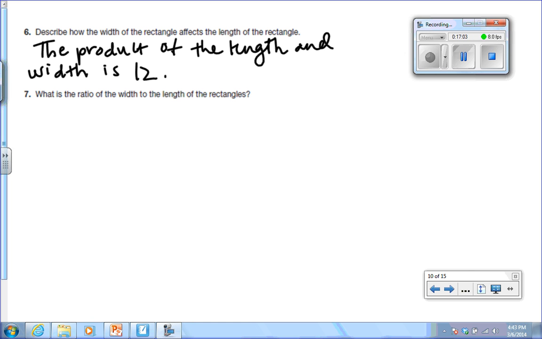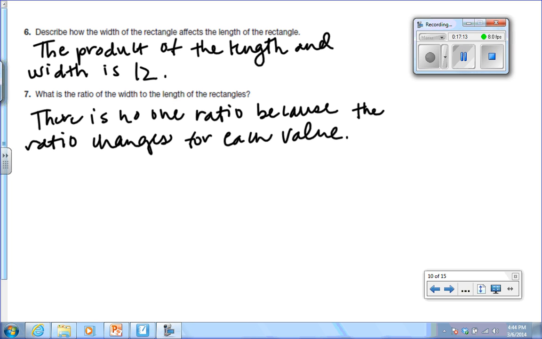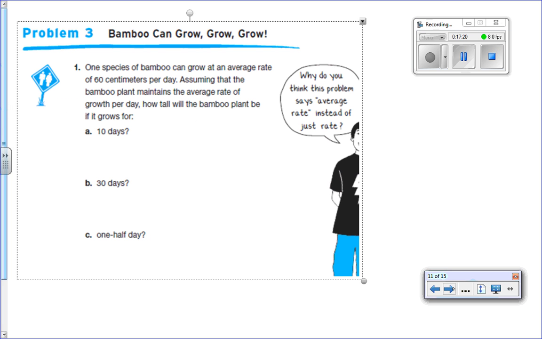And then it says, what is the ratio of width to length of the rectangles? Well, I hope you're thinking that there is no one ratio because the ratio changes for each value. Go ahead and write that down if you haven't already, and we're going to move on to problem 3.